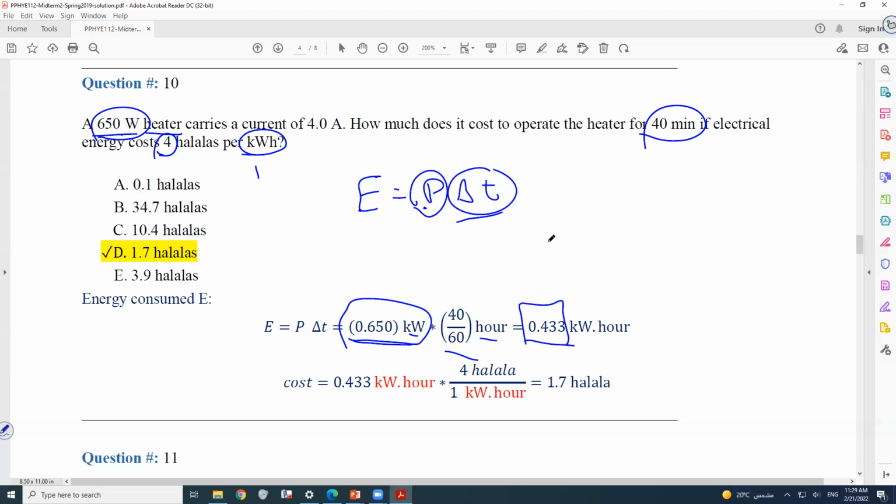Now the electric company says, okay, if you use 1 kilowatt hour, you better give me 4 halalas. But did I use 1 kilowatt hour? No, I use only 0.433. How do I get the cost? You multiply by the rate. So 0.433 kilowatt hour, 4 halalas per 1 kilowatt hour, and there it is. So you have to pay only 1.7 halalas for that particular usage of that heater for just 40 minutes.